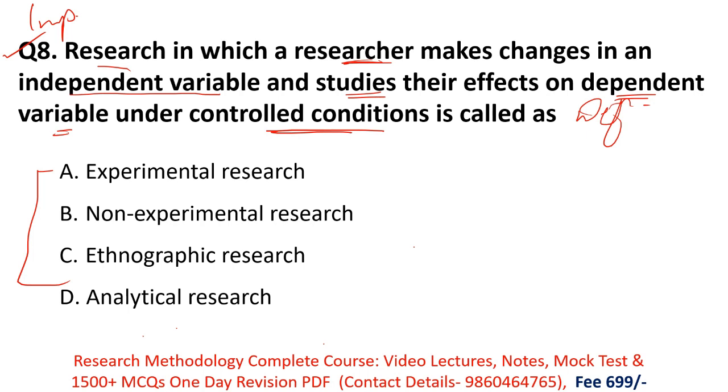Okay, so what they are asking in the question, you have to read again and again. Okay, so here, what is the researcher doing? The researcher is making changes again and again in an independent variable to see their effects on the dependent variable. So in which research does the researcher make changes in an independent variable to see its effect on the dependent variable? Only in experimental research. Okay, so that means this is the definition of experimental research.